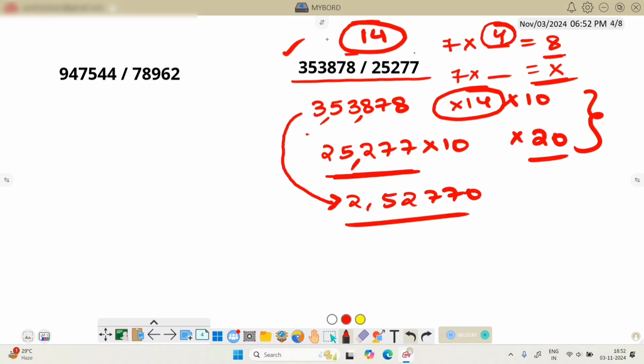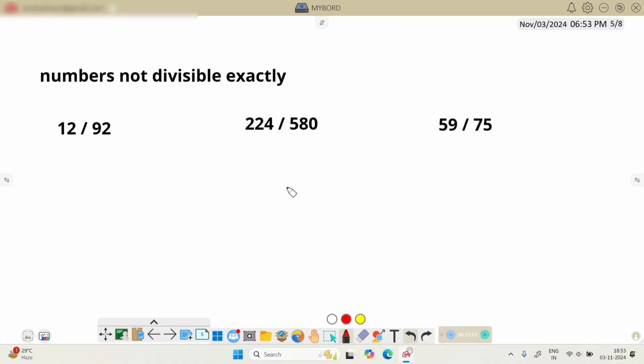Okay, this is how you can find it even though the numbers are very big. So this is all about the exactly divisible numbers. Okay, so I think now you can solve the exactly divisible numbers without pen and paper. Okay, next we will see the non-exactly divisible sums. I will tell you the tricks. This is also very easy.